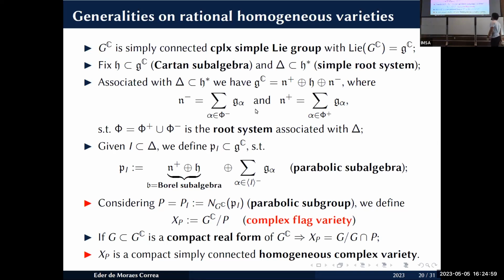To construct the manifold, we need to fix some parabolic subgroup. And here, up to automorphism, it is supposed to be in standard form. It's parameterized basically by subsets of the simple root system. So if you give me a subset, you get a parabolic subgroup. And the complex flag variety, or the rational homogeneous variety, is given by this quotient. It can be seen as a G-manifold, where we have an action of some compact real form of G on the manifold. And as I said, it's a complex homogeneous manifold.